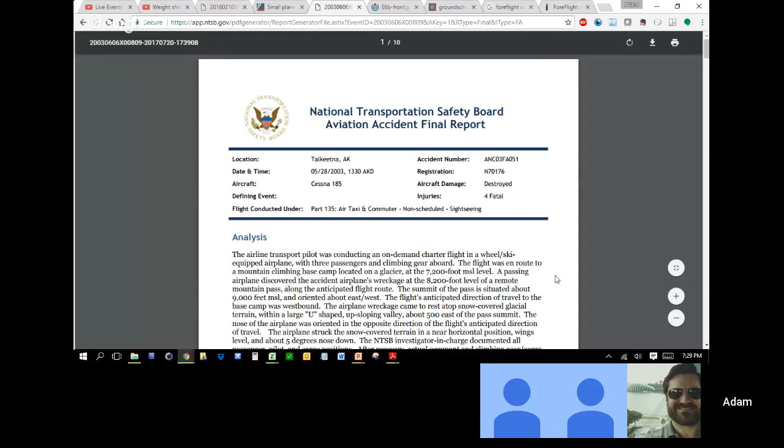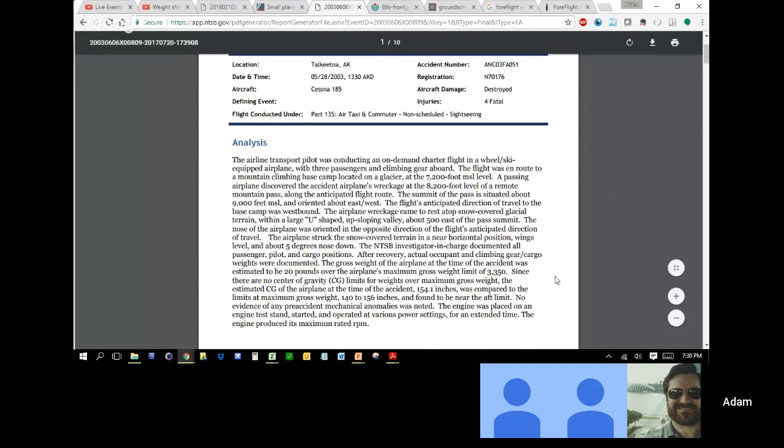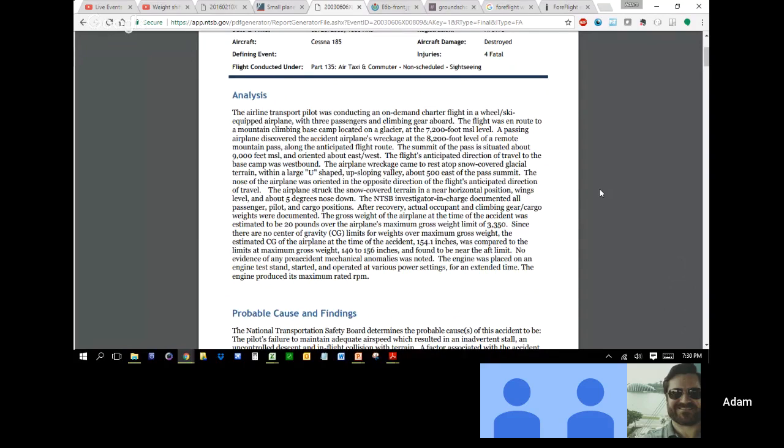So this one was Alaska. And I think this one, let's read it. I think this has to do with CG. The airline transport pilot was conducting an on-demand charter flight in a wheel ski-equipped airplane. That sounds cool. With 3 passengers and climbing gear aboard. The flight was en route to a mountain climbing base camp located on a glacier, 7,200-foot MSL. So this guy is operating his aircraft in high altitude conditions. A passing airplane discovered the accident wreckage at the 8,200-foot level of a remote mountain pass along the anticipated flying route. The summit of the pass is situated about 9,000-foot MSL, oriented east-west.